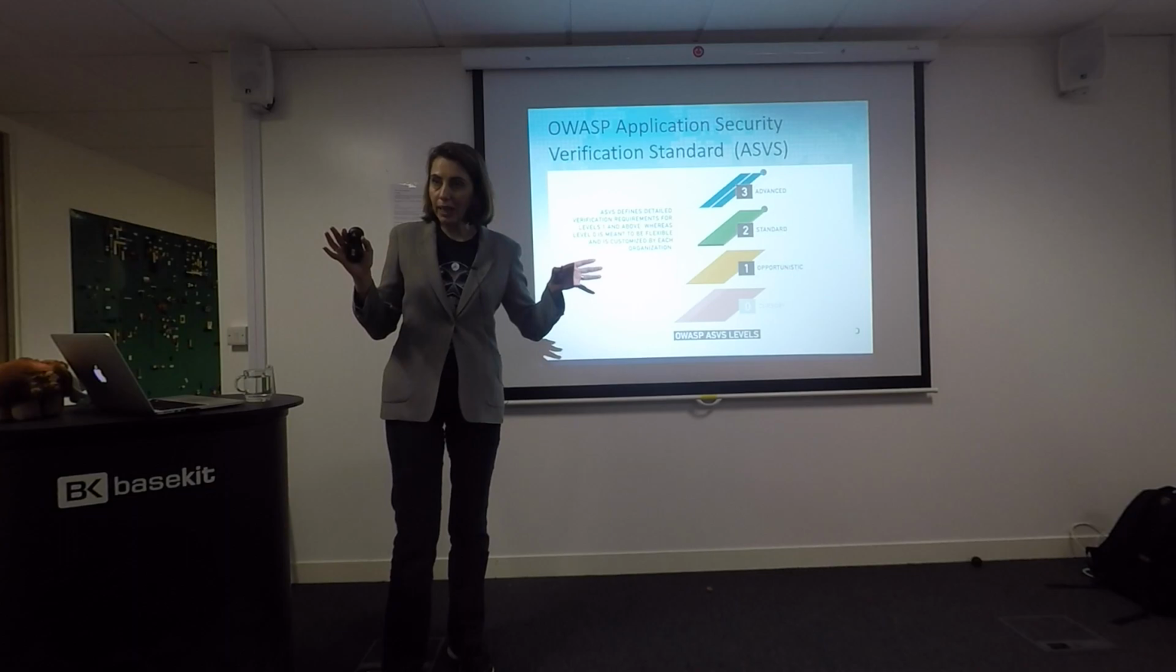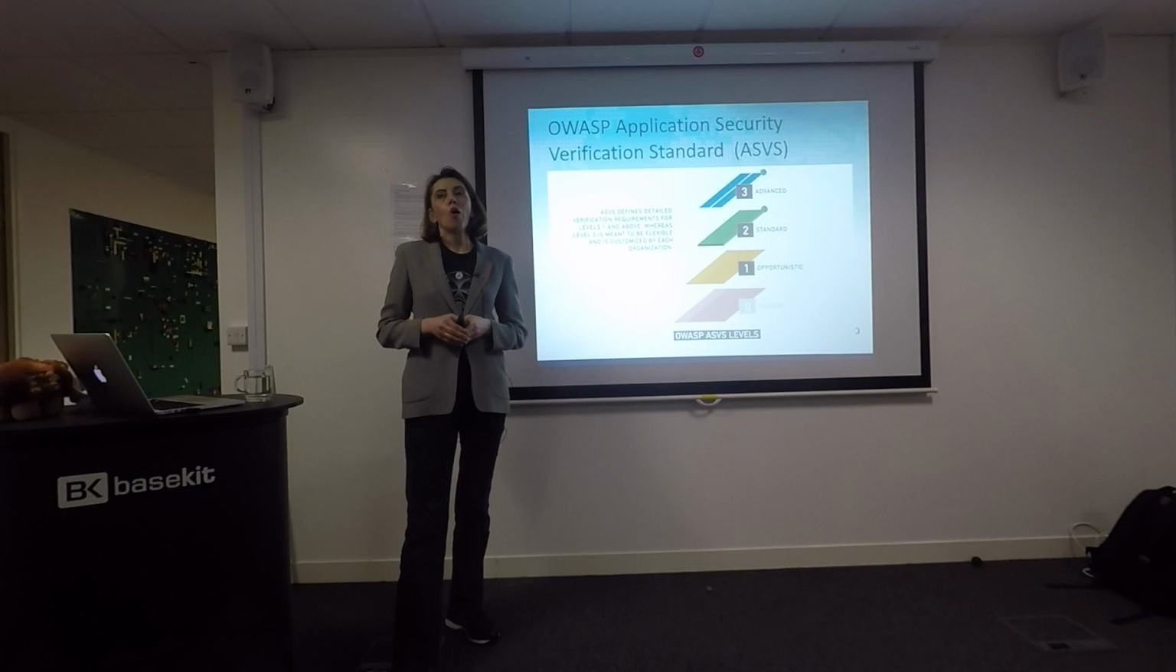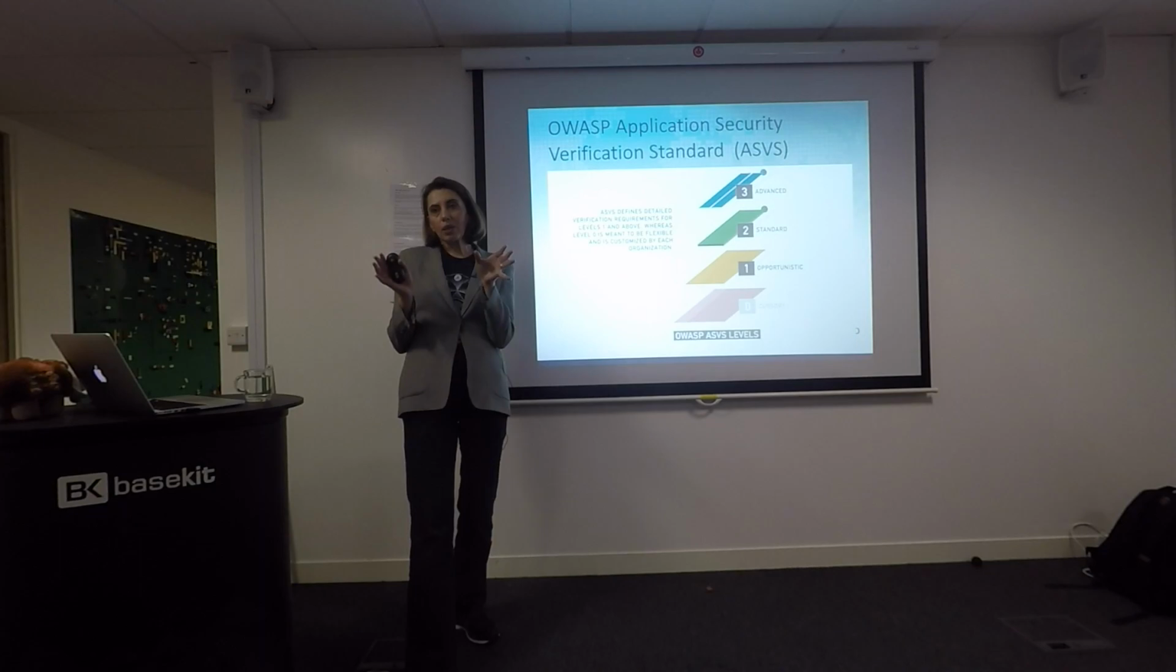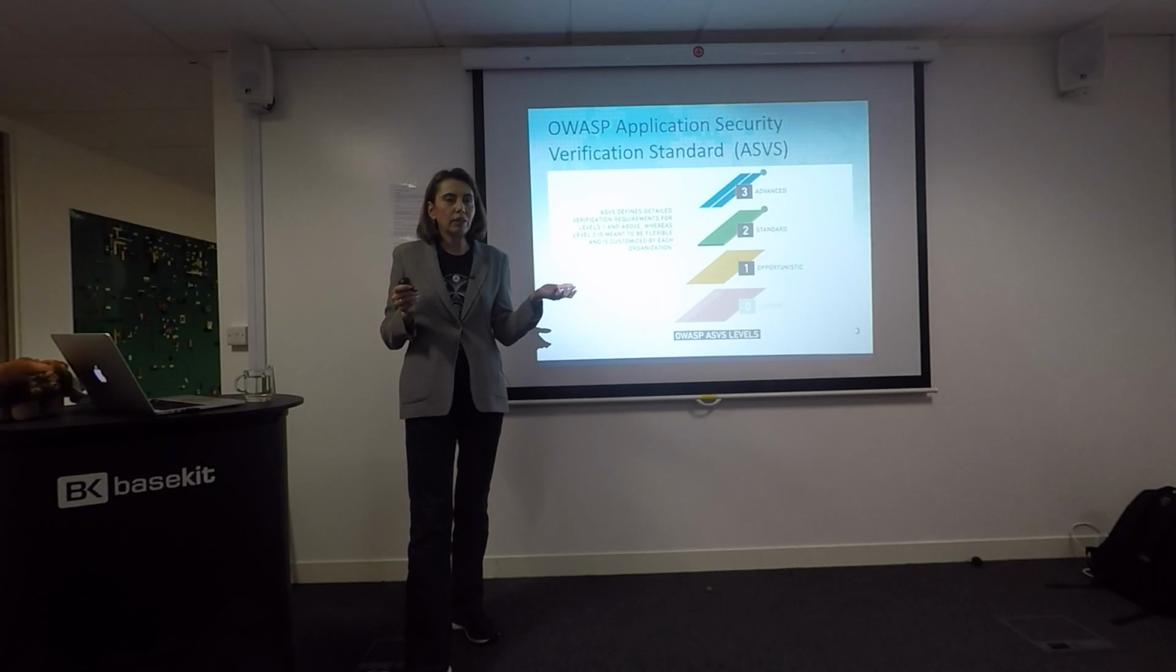So what this document can do is to help you first to choose the right level of security for your own application, where level one is the minimum level. Every application should be verified as a minimum at level one. Level two is for those applications that, in case of a data breach, it's going to be embarrassing. It's going to create a little bit of mess that needs to be cleaned up, but it's not going to be the end of the world.